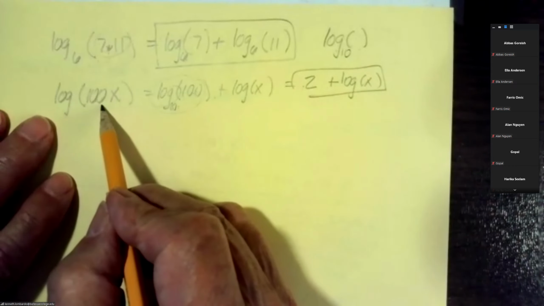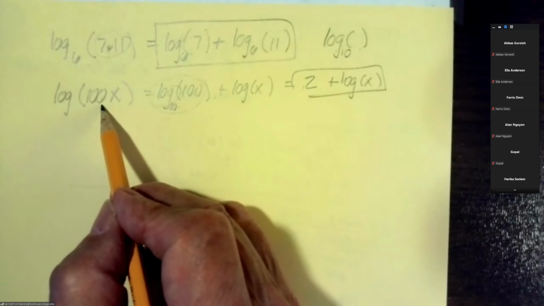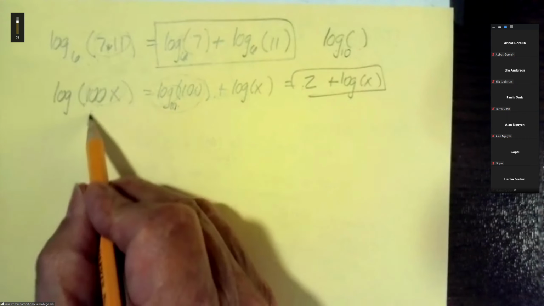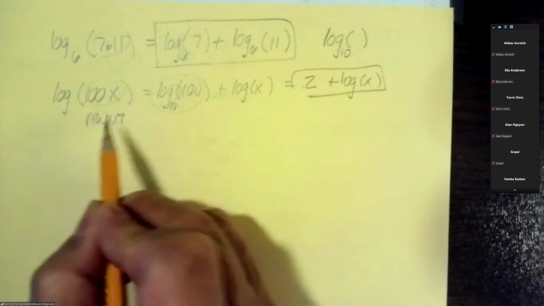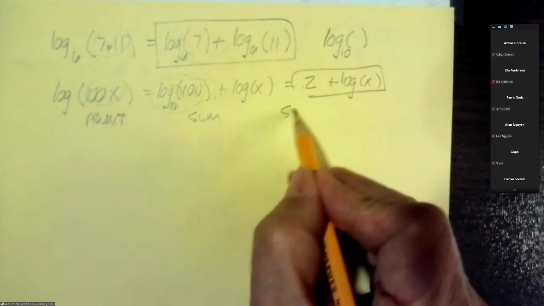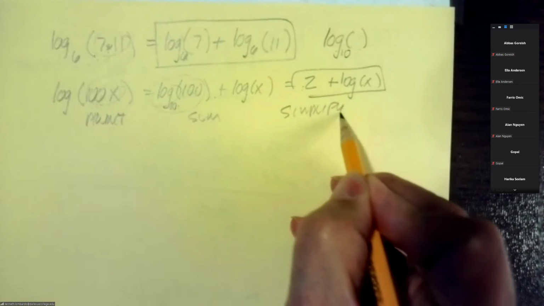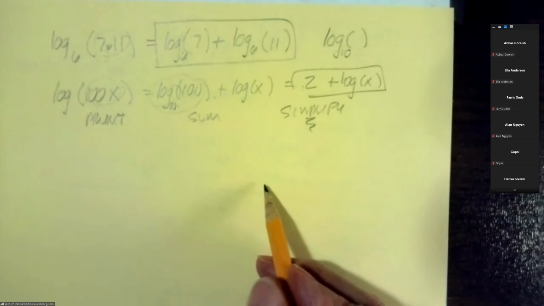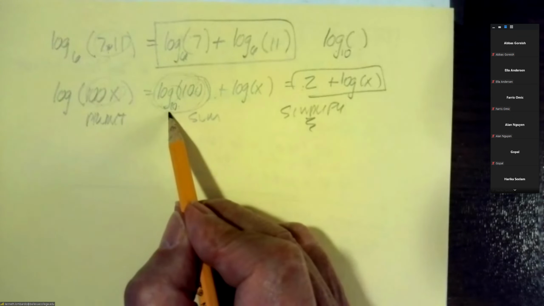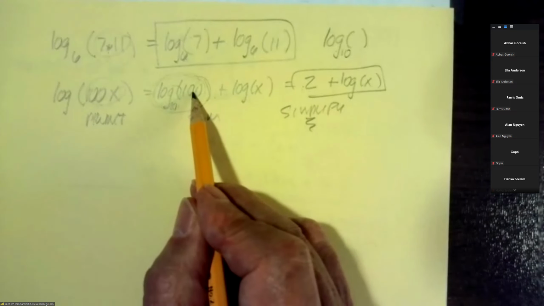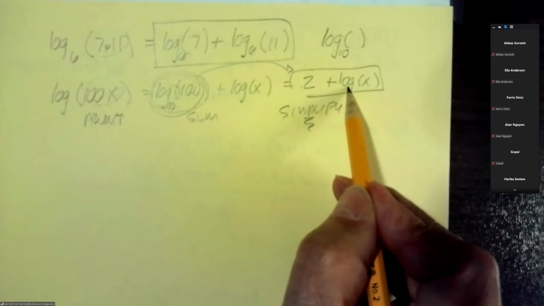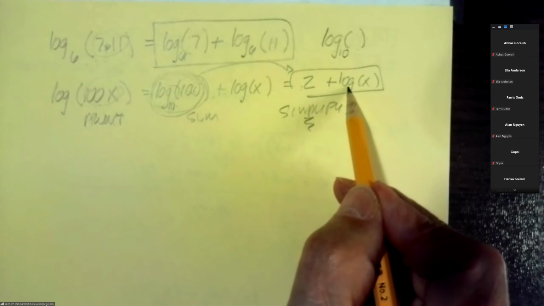Okay, so if I were to take this and say, use the product rule to expand this logarithmic expression, I would say this is a product, becomes a sum of logs, and then I simplify. Always be sure you simplify. So when I simplify, I take this value, say, well, that's log base 10. Well, 10 squared is 100. So this value becomes 2. And this value still becomes log of x.